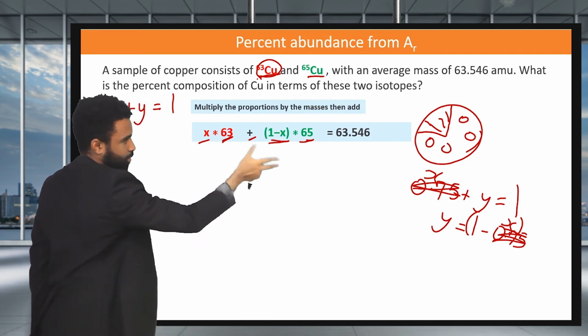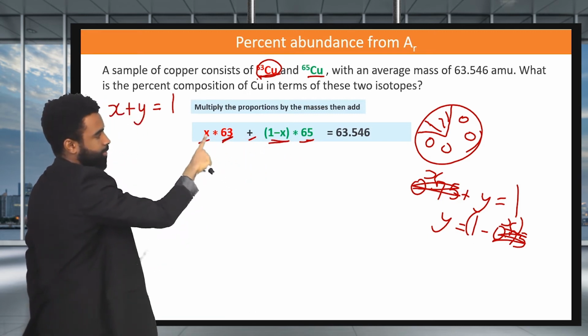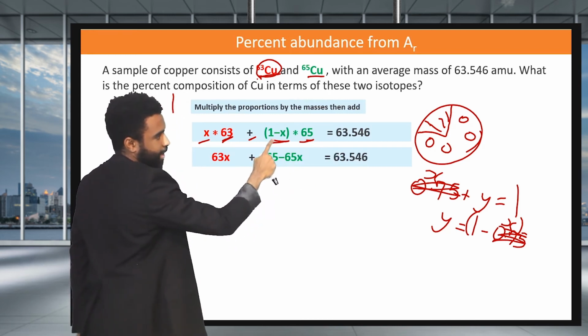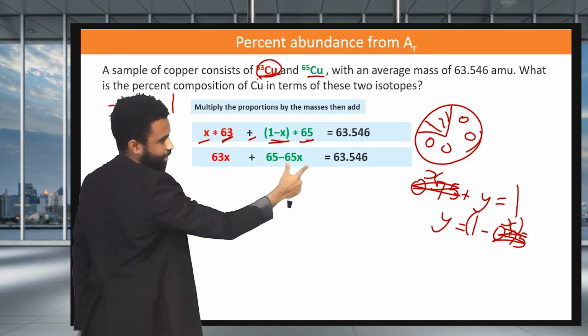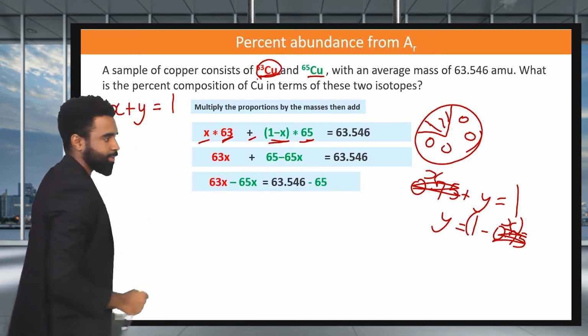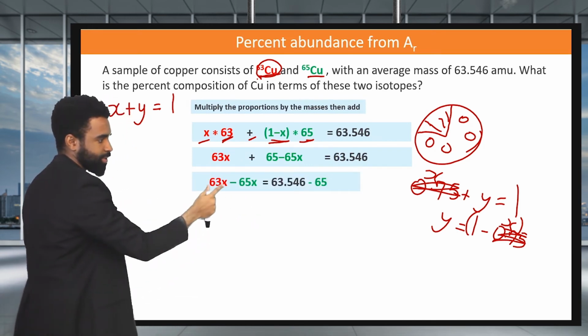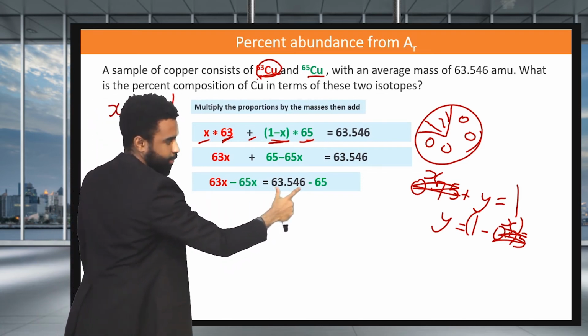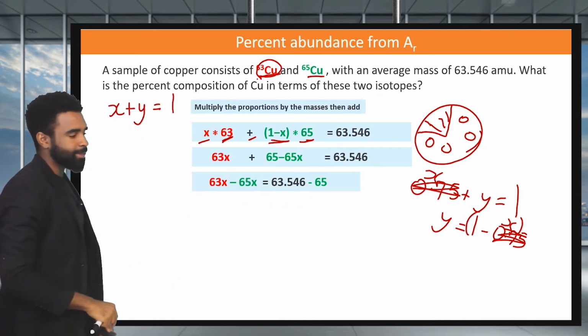So now we do the middle school math problem. 63 times x is 63x. 65 times 1 is 65. Minus x times 65 is minus 65x. And we just bring that down. And then we subtract 65 from both sides. So we end up with 63x minus 65x on this side, and 63.546 minus 65 on that side.